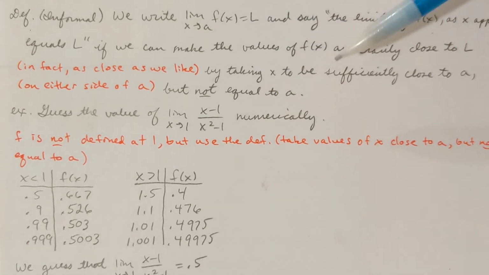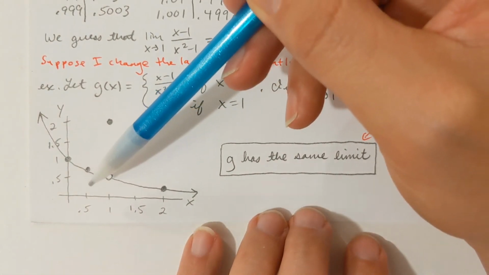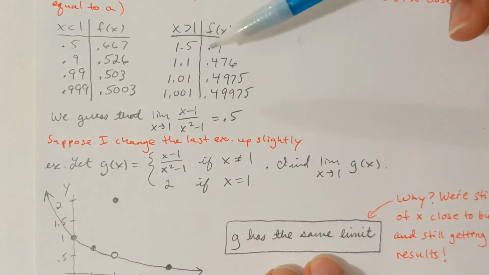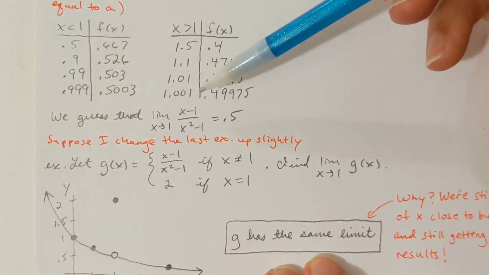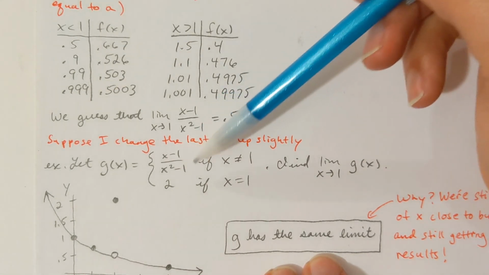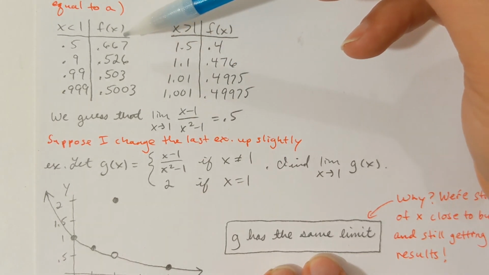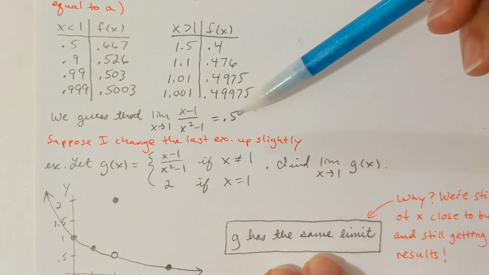Because the process would be the same, right? If I'm only interested in what's happening around 1, well, if I'm setting up numbers that are very close to 1 on either side, I'm going to be using piece 1 all the time, and I would get the same output that we saw here. Okay, and it looks like we're approaching 1/2.